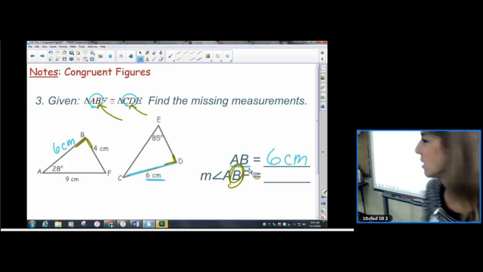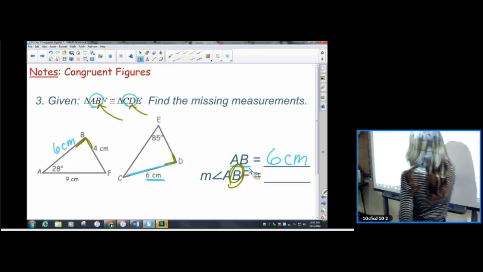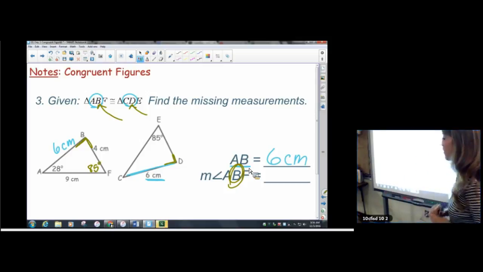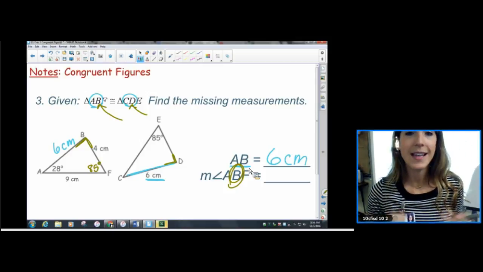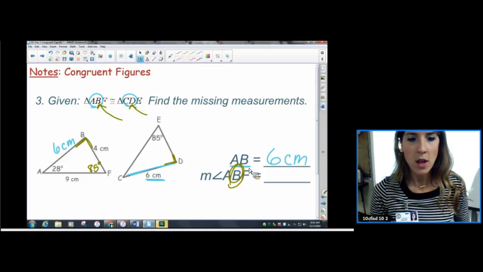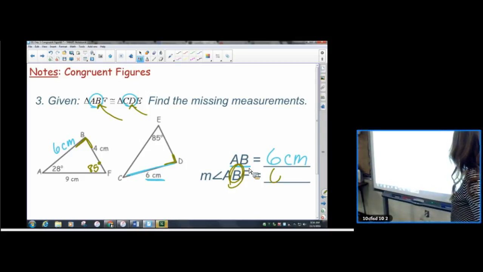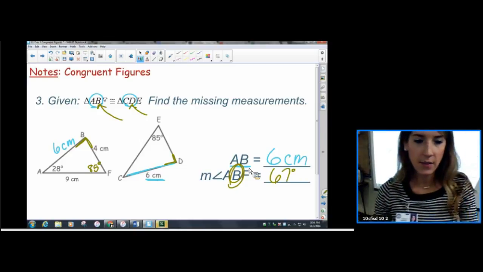So now we're going to use some other things. Let's see. Angle E goes with angle F. If angle E is 85 degrees, angle F is 85 degrees, and now we can use triangle sum theorem to solve for our missing angle. Yep, good job. Did you say it was 67 degrees?